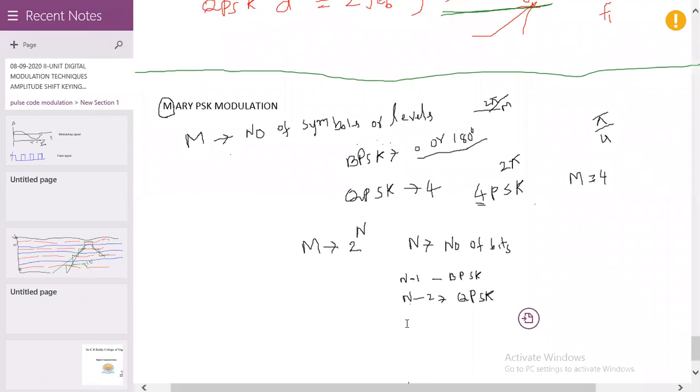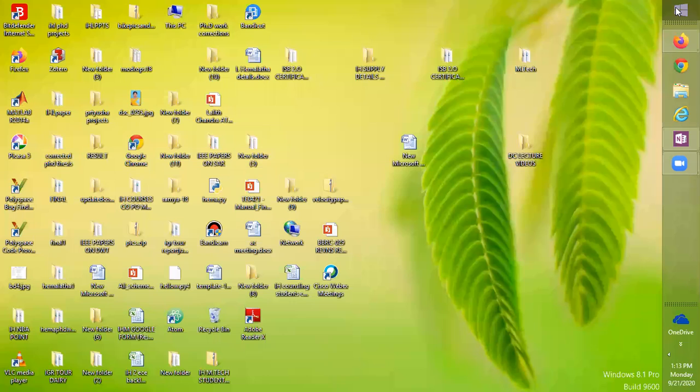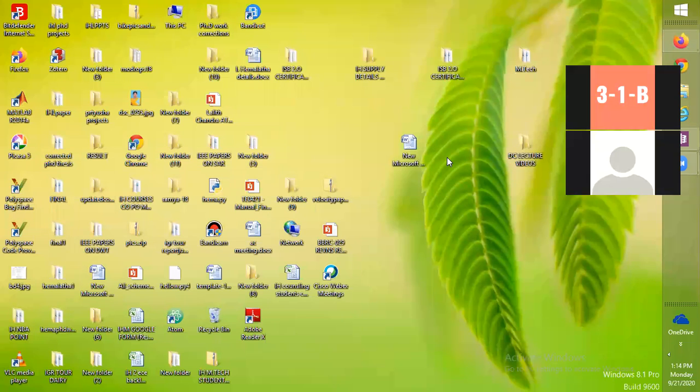Here n is not fixed. n is the number of bits: 3, 4, 5, 6, 8 and so on. If suppose n is 8, how many symbols can we transmit at a time? How many symbols?